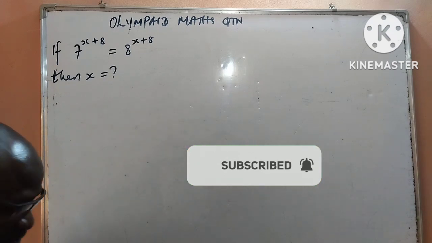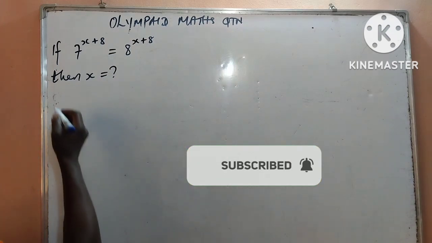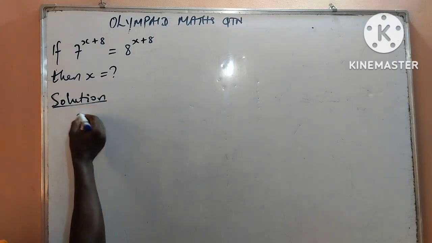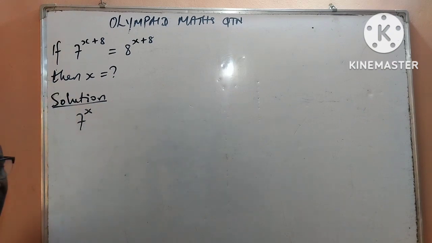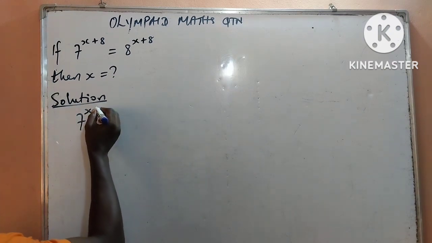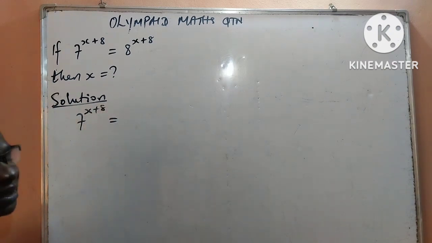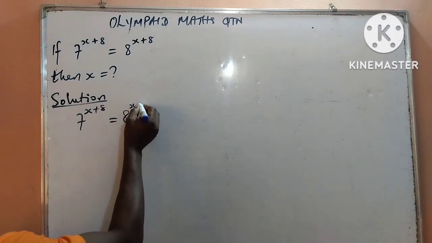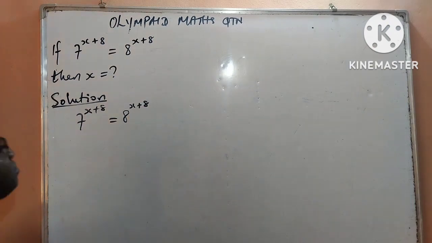We dive into the solution. The equation given in the question is 7 raised to the power x plus 8 on the left, and on the right-hand side 8 to the power of x plus 8.